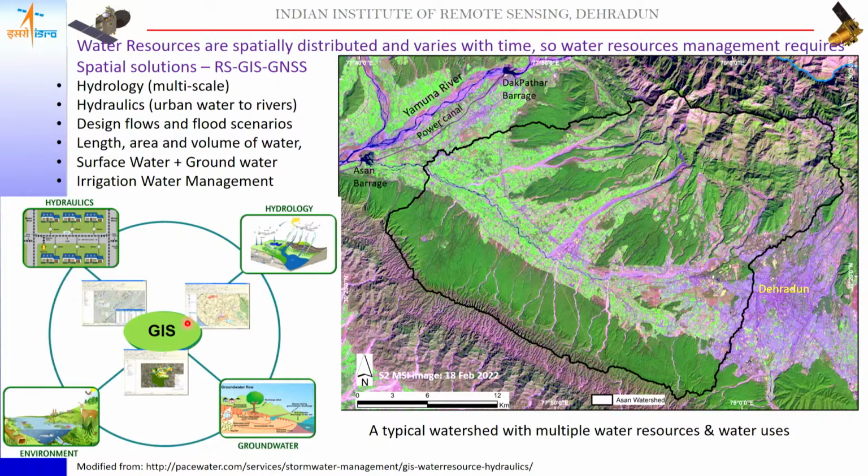irrigation water management. So on the left hand side, what you see is the integration: hydraulics, hydrology, groundwater, environment in a GIS environment. So this is how we do all the water sources applications by combining satellite data and the GIS with the various hydrological, hydrodynamic, groundwater and the environmental models.